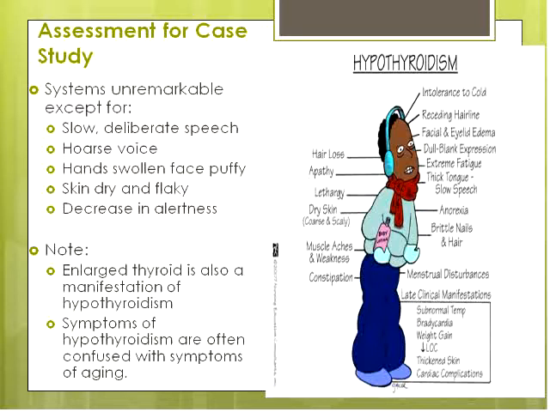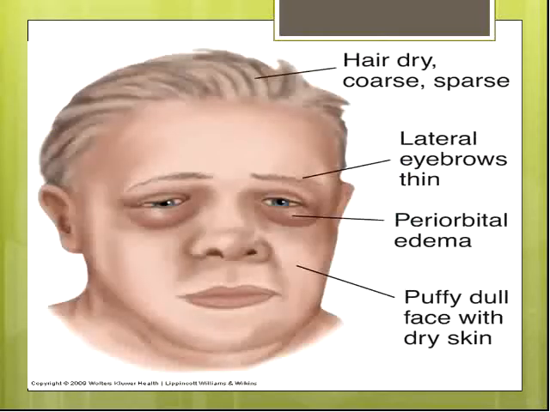And symptoms of hypothyroidism are often confused with symptoms of aging because of that slowing down process. Especially if you happen to be an older person, which thyroids do tend to give people problems as they get older. Once again, I want to point out the dry hair, the thinning of the eyebrows towards the end, at the lateral part, the periorbital edema, and the puffy face with weight gain.